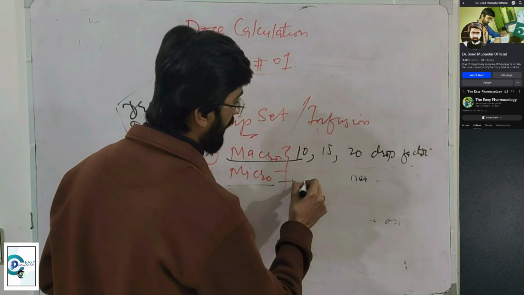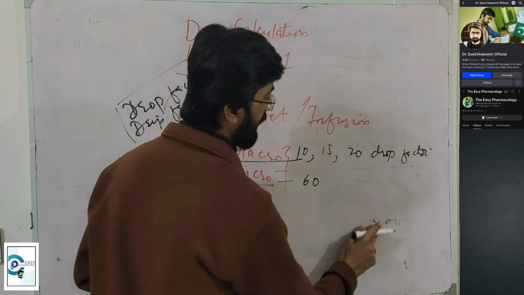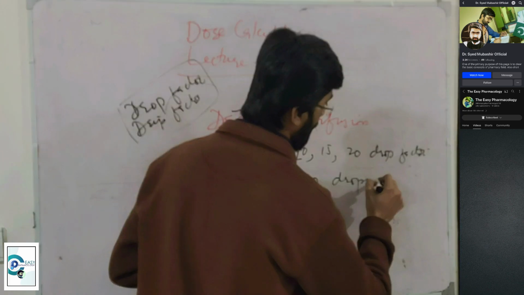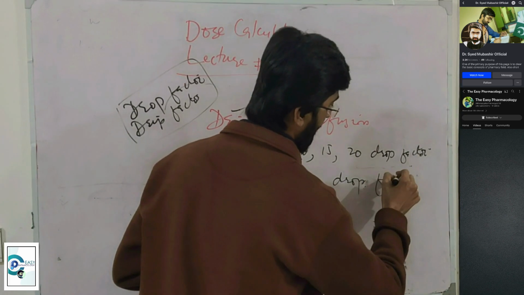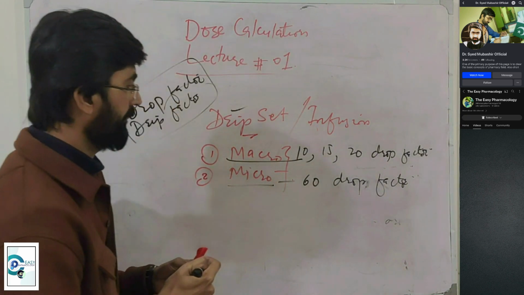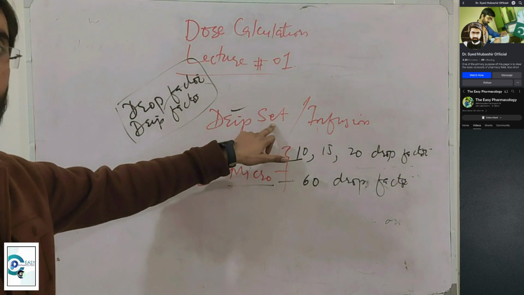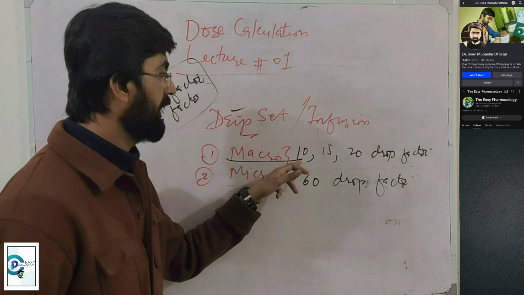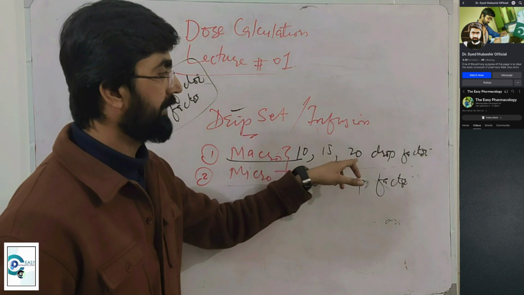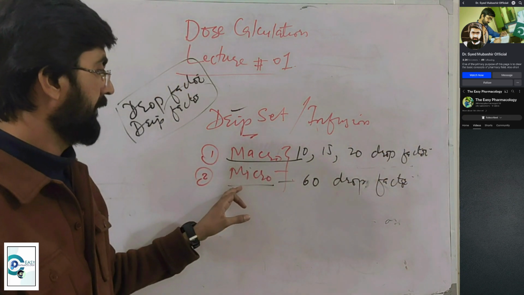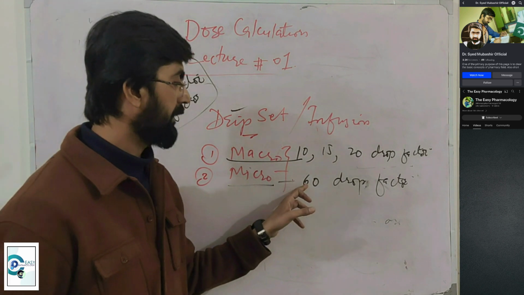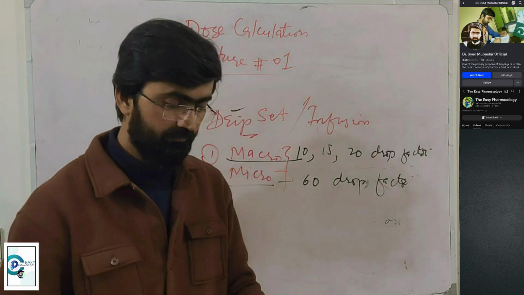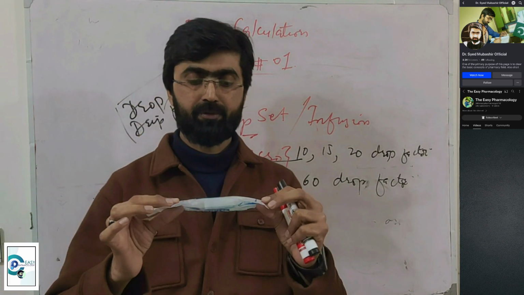And micro are those which have the property of 60 drop factor. Those drip sets which have the characteristics of 10 or 15 or 20 drop factor are macro, and micro is the one which has the property of 60 drop factor. Now I have one of the drip sets.